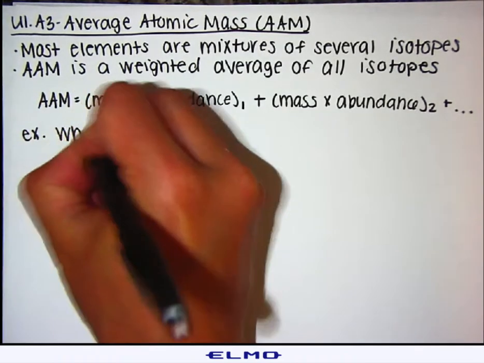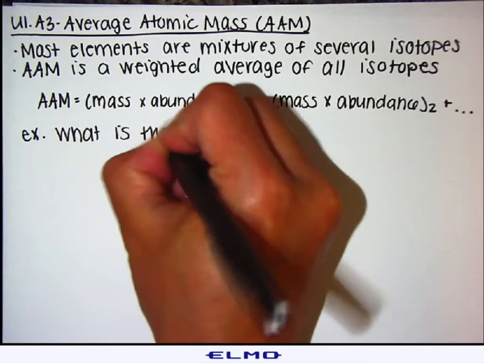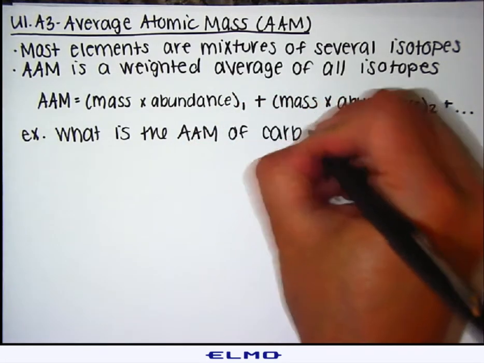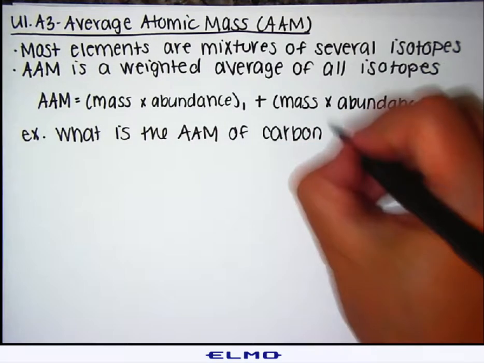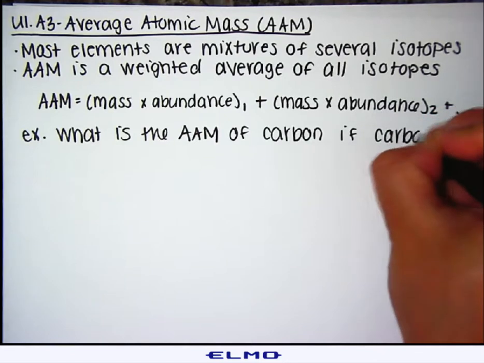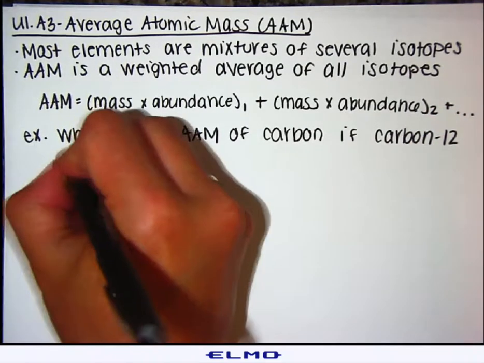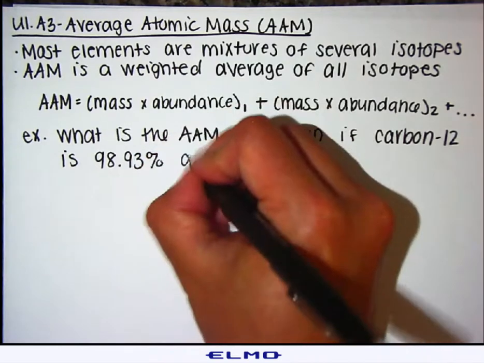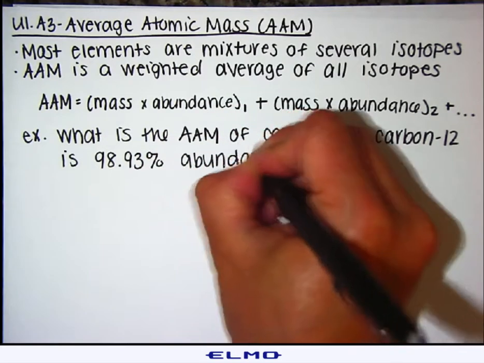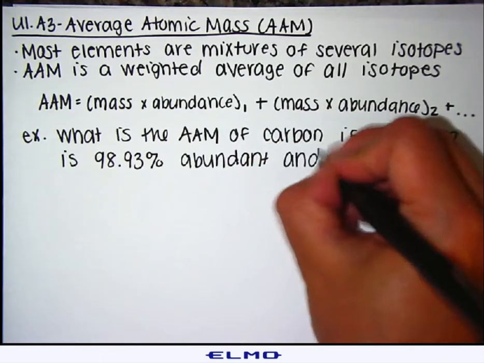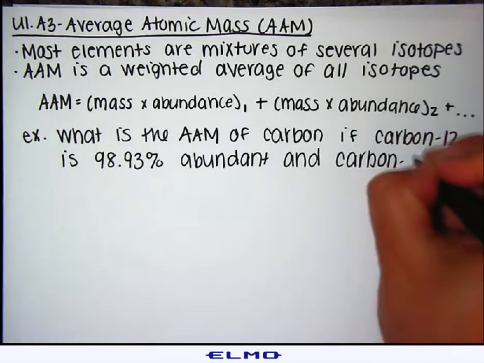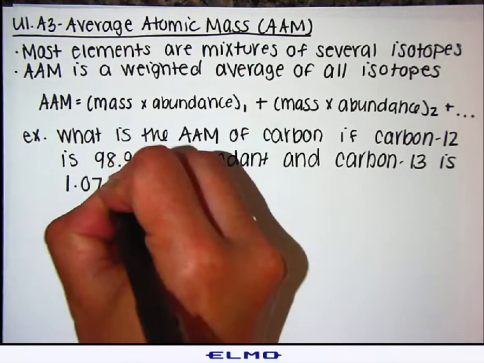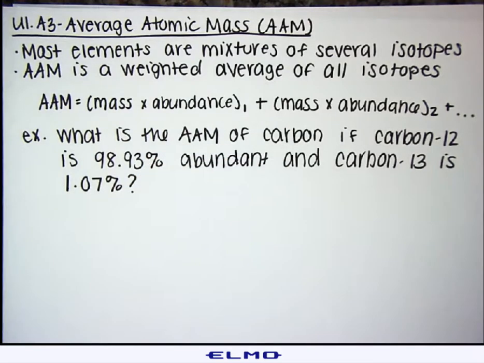First example. What is the average atomic mass of carbon if carbon-12 is 98.93% abundant and carbon-13 is 1.07% abundant.